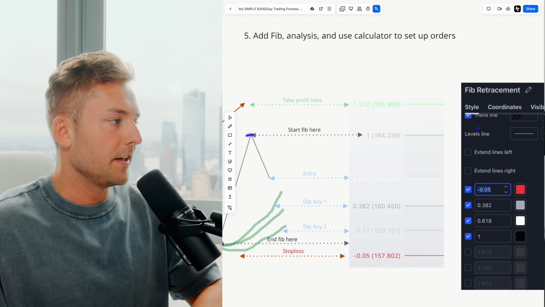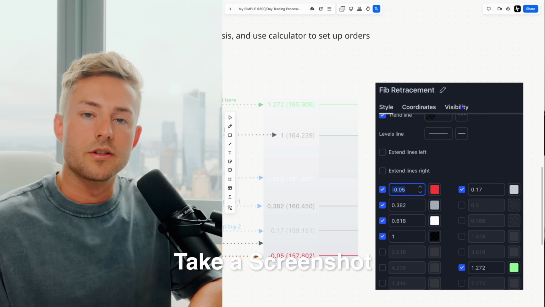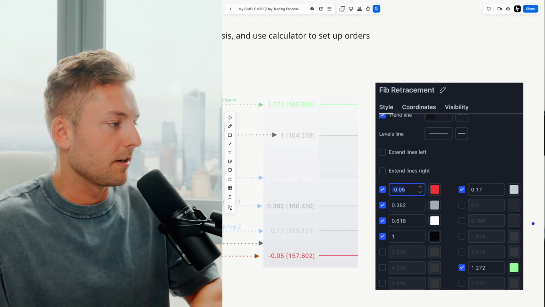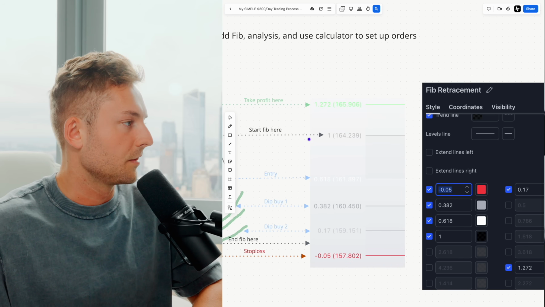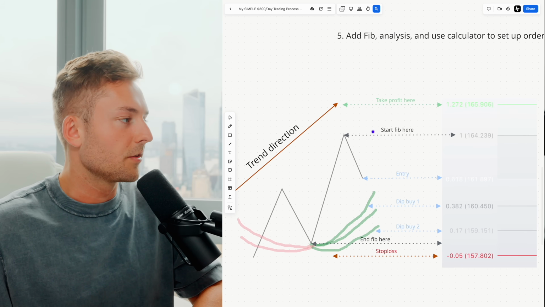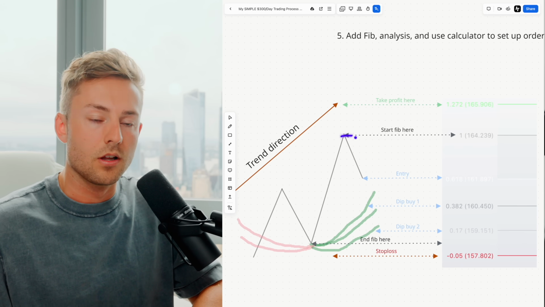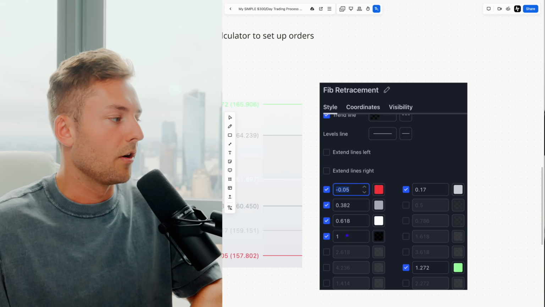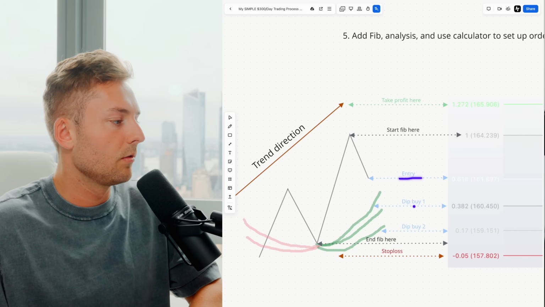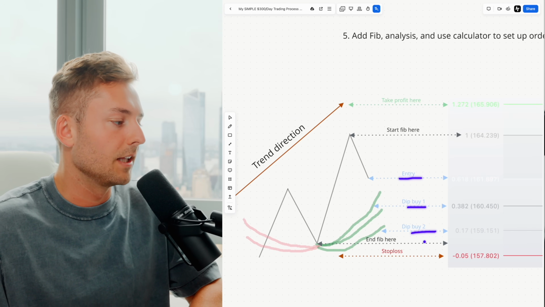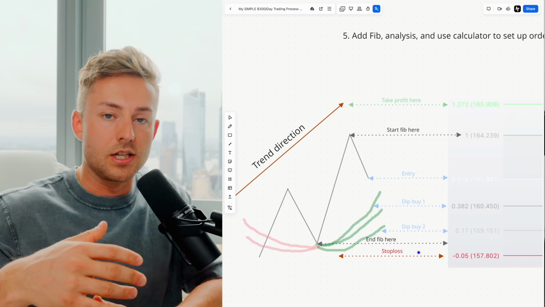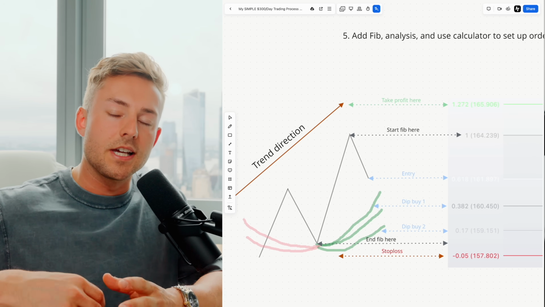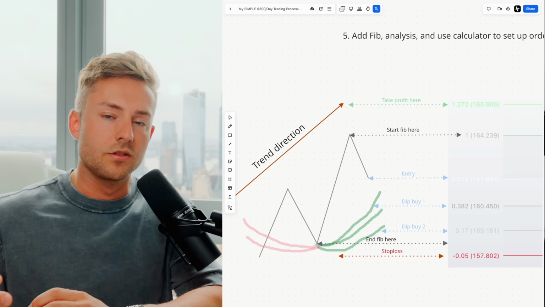We're going to use this custom fib setting, which I'm going to go into much more detail on, but you can see the settings right here if you already have fibs on your TradingView. It's going to look something like this, and we're going to start our Fibonacci at this high for a long, end our Fibonacci here, right? And with all of these settings, we're going to have our entry level, our first dip buy level, our second dip buy level, and our stop loss by Fibonacci indicator values that we can set as a preset and then use in conjunction with some of the tools that I'm going to show you.